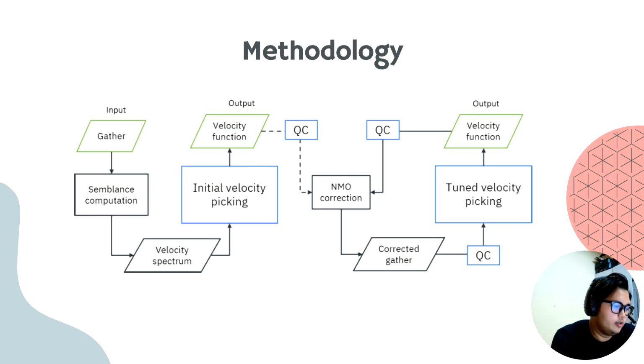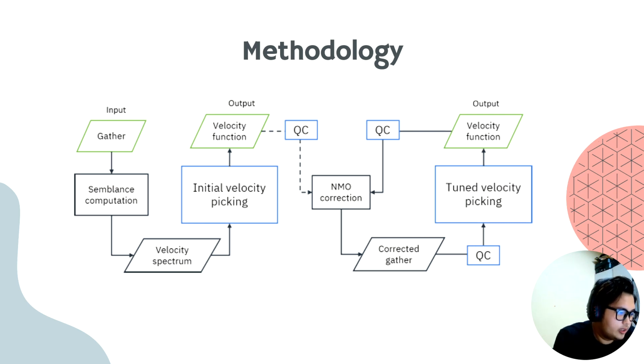Okay, as shown in the figure, the methodology used by the researcher comprises three key steps. First, we compute the velocity spectrum of a given gather. Next, we estimate the initial velocity function using a curve-fitting approach. Finally, we utilize a convolutional neural network (CNN) to refine the velocity function based on corrected gather feedback. This approach ensures accuracy and adaptability in velocity analysis.